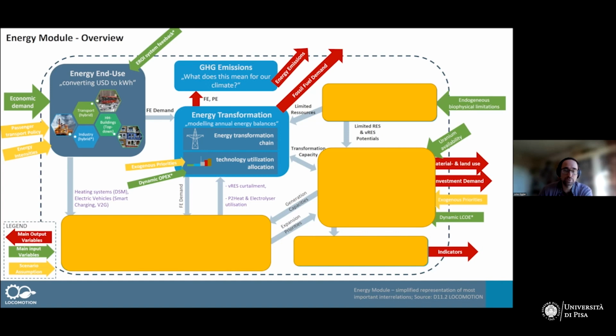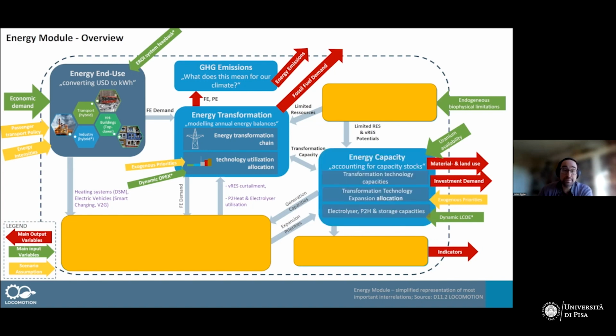So the output of this energy transformation module is primary energy, obviously, which translates into greenhouse gas emissions. This goes to Noelia. And the fossil fuel demand also goes to the materials module, where we model the fossil fuel market on a global level and so on. This will come later in the next lecture.